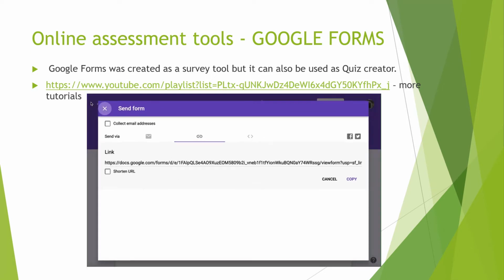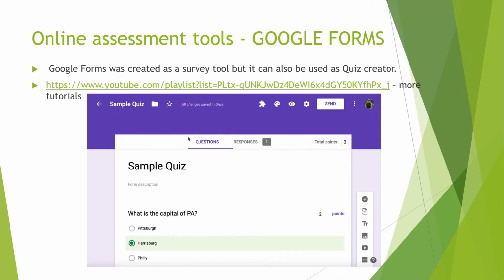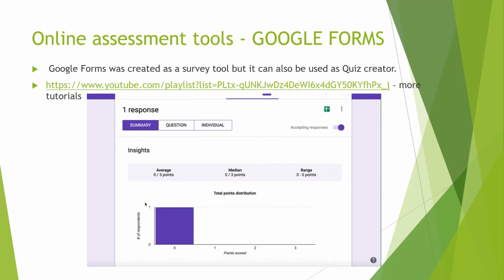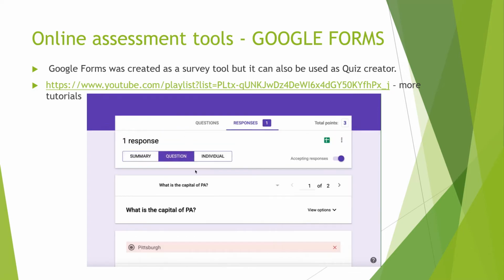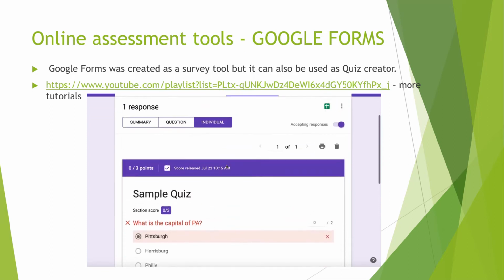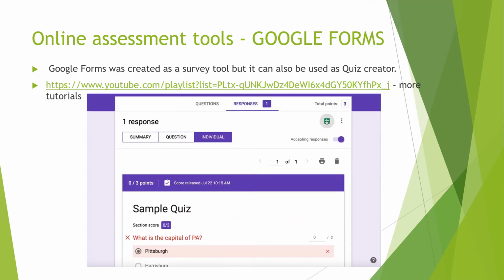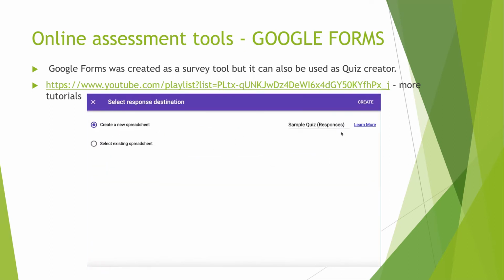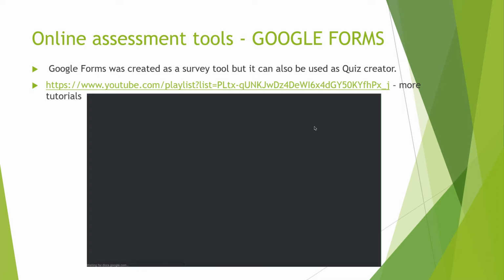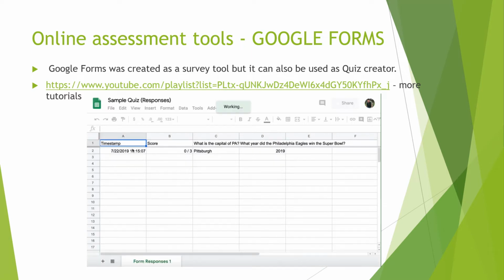Now, if you want to even put that as a link in a Google Doc, you could do that as well. And the best part too is when you get responses, you can click right here where it says responses and get a report of how the whole class did. You can get responses by question. You can see how you did individually. And then you also have this right here. This is a spreadsheet. You can create a brand new spreadsheet of all of your different responses. And as you can see, I get it time-stamped.